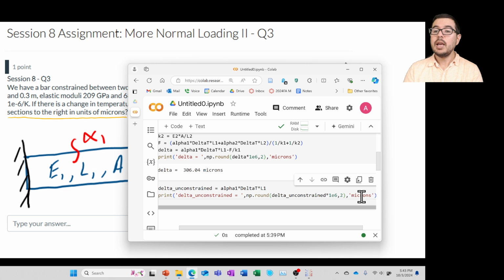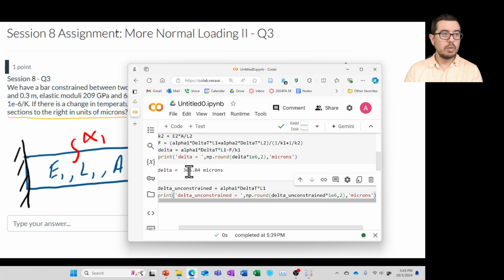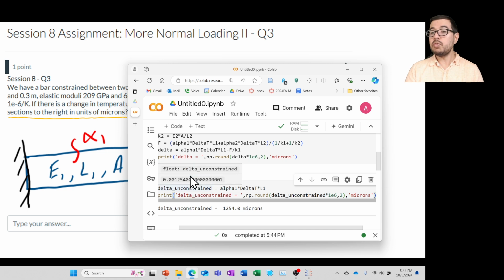All right, so what do I get? Well, before I hit Control Enter, will this be less or more than 306 microns? Well, it's got to be more, right? Because this would be the unconstrained displacement, the left bar unconstrained, with no right bar pushing it to the left. So let's see what we get when we do this. We get 1254 microns. So almost 4 times the displacement if I just had this bar on the left unconstrained.